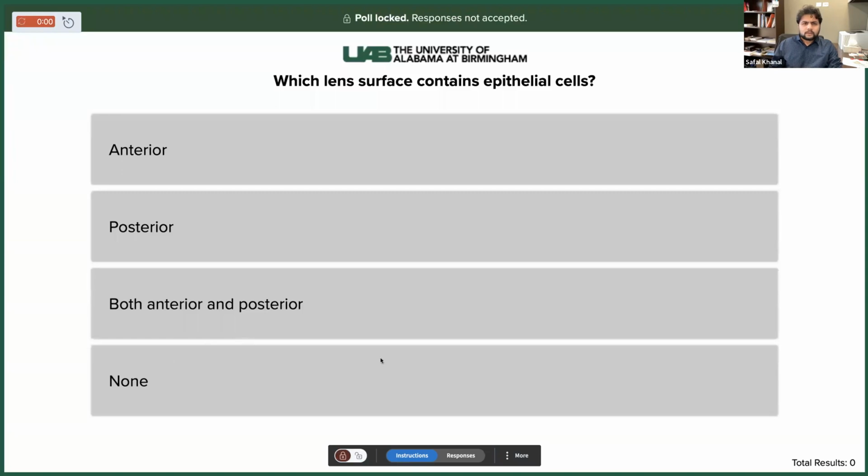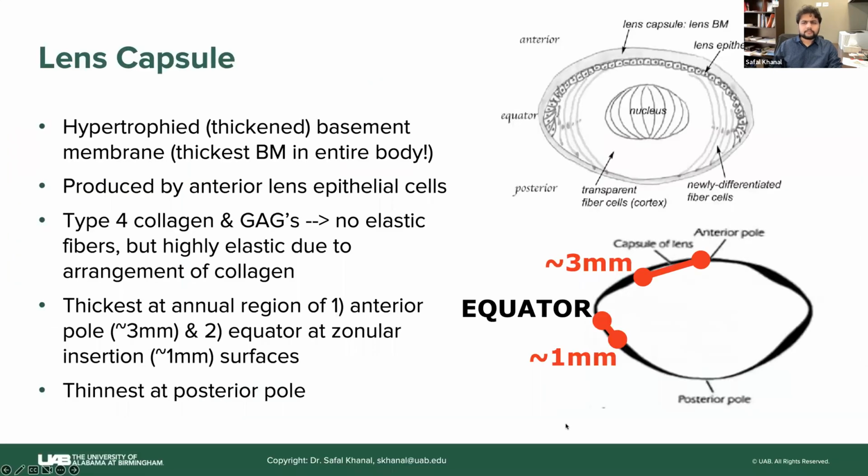Okay, the correct answer is the anterior surface of the lens contains epithelial cells. Let's look at the capsule first, which is the outermost part of the lens. It is the thickest basement membrane in the entire body. The capsule is produced by the anterior epithelial cells, and the capsule contains mainly type 4 collagen and GAGs. It is highly elastic due to the arrangement of collagen.